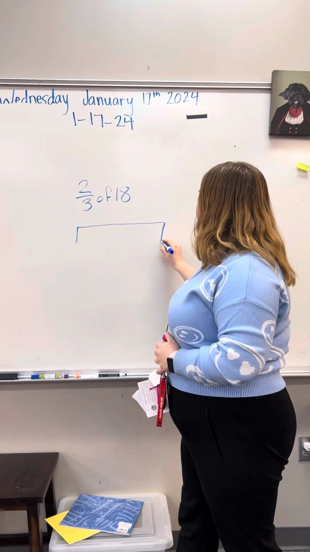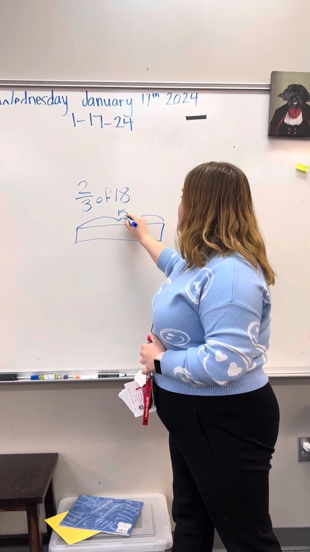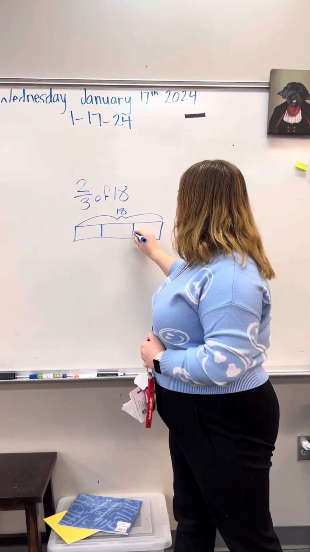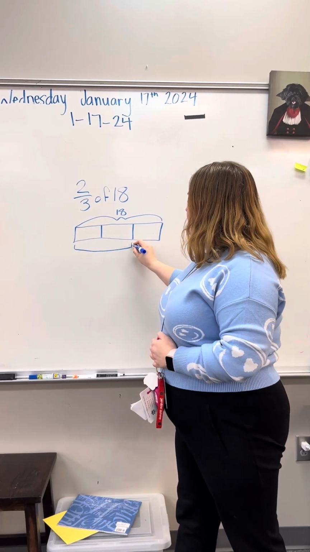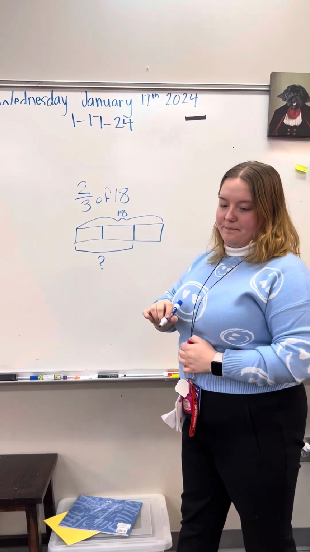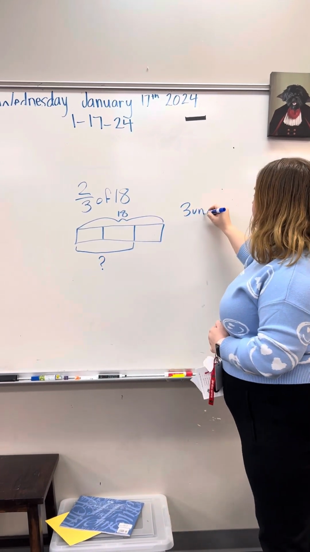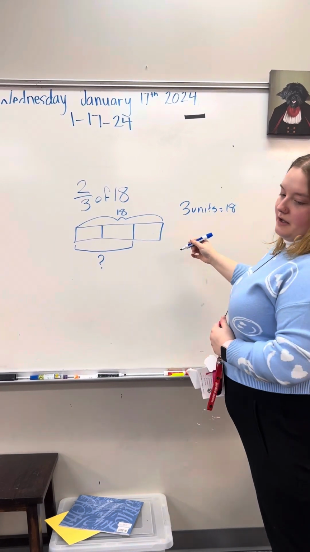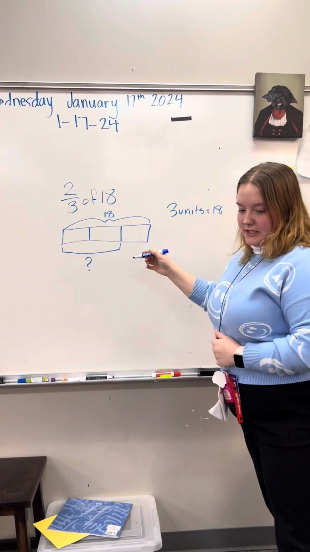So we have our whole diagram, which equals 18, but we need to find 2/3 of it. So we need to start by breaking it into thirds, and this is what we're trying to find. So all 3 of these units together equals our total 18. Now to find 2, it's easier just to find what each one is first.